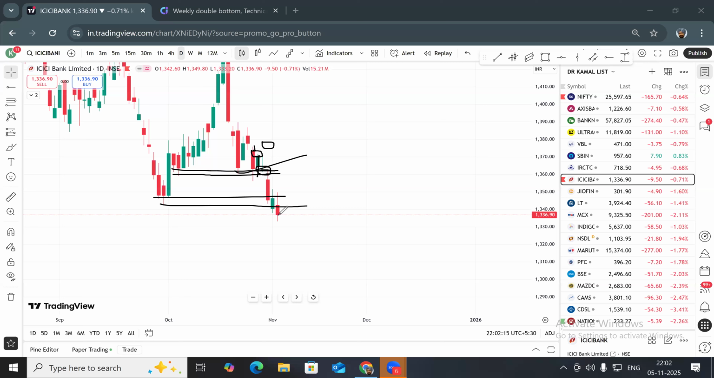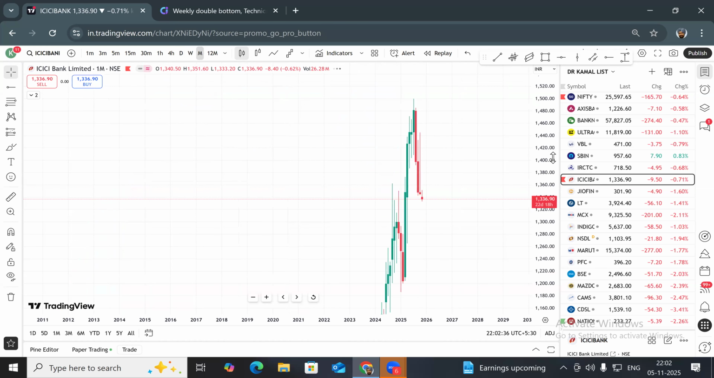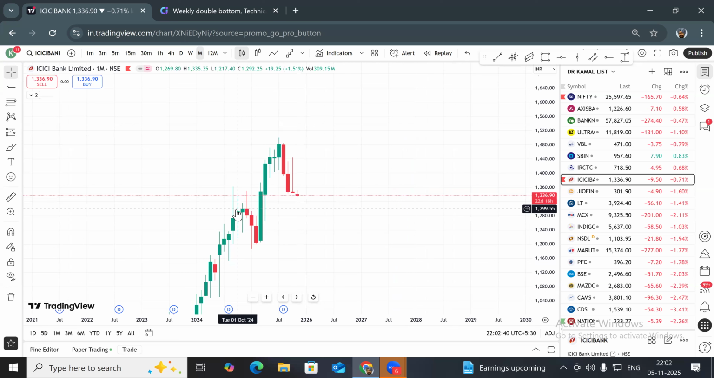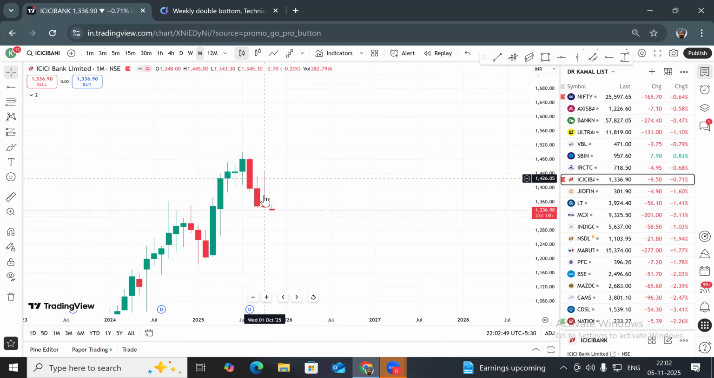Now there is a candle which has gone down. So if tomorrow it doesn't come up, my chances of taking a trade will be a little doubtful in ICICI Bank, because it may come down to this level, 1300 level. And this is a long wick on a monthly time frame, long sellers active. So this level is a very important level.